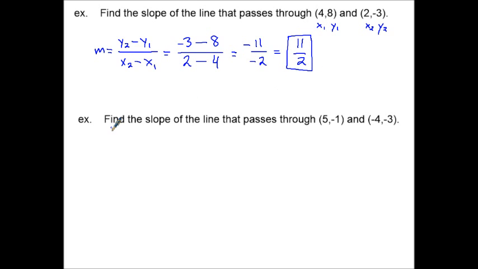Okay, now if I want to find the slope of the line that passes through those 2 points, again, same basic idea. There's my slope, there's my x1, there's my y1, there's my x2, there's my y2. And again, it's just a matter of plugging the right numbers in and then working it out. So there's my kind of format. So I'm going to have a negative 3.